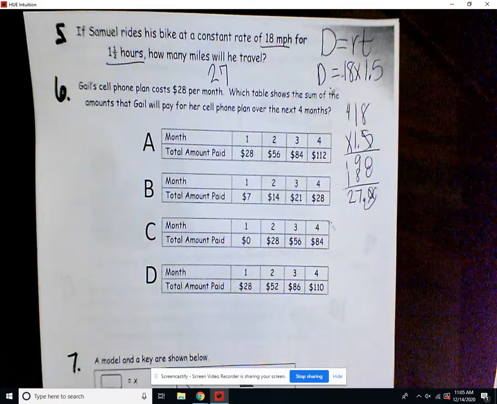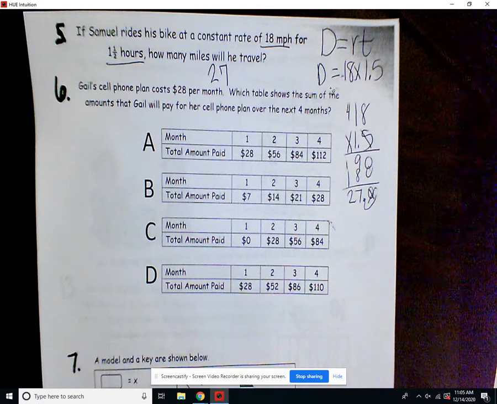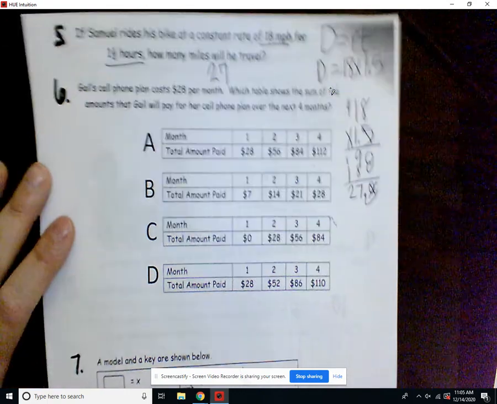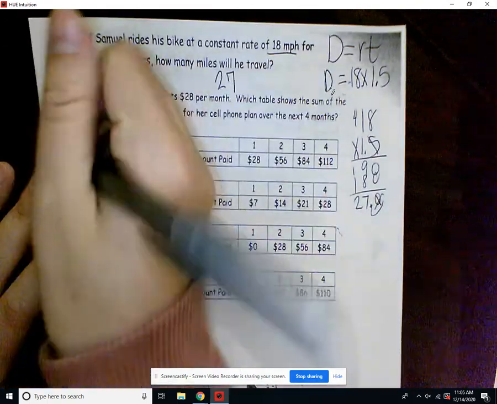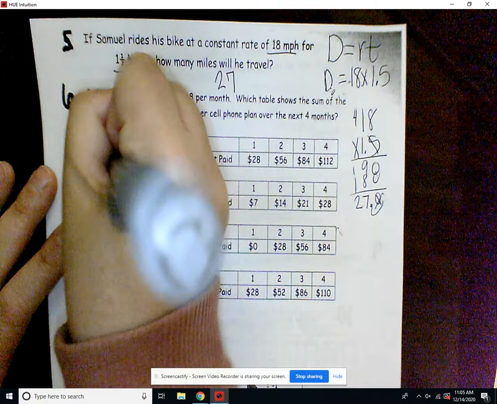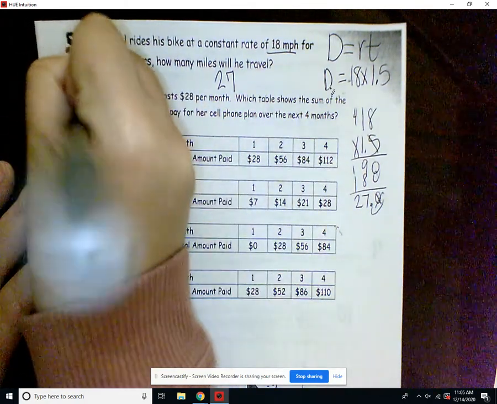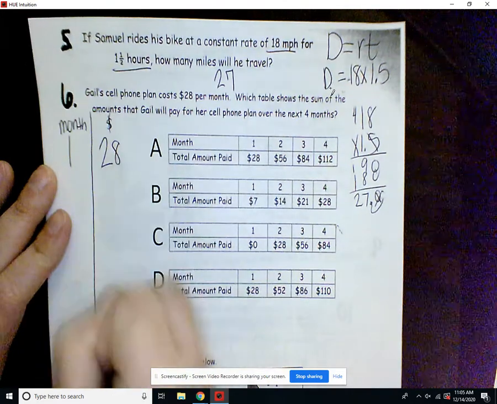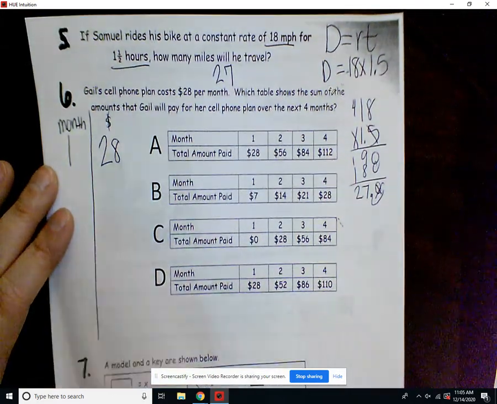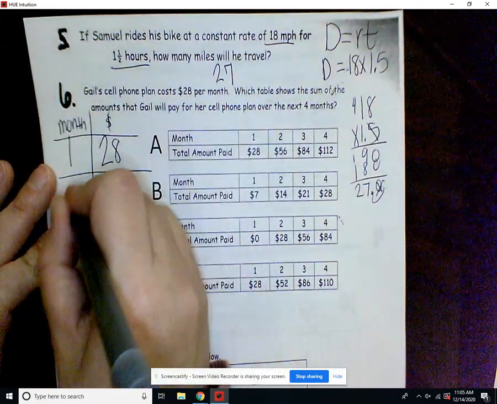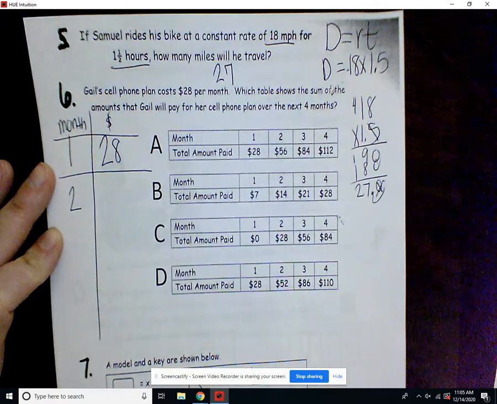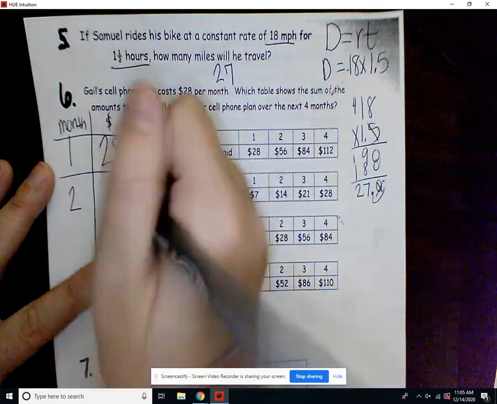All right, number 6. Gail's cell phone costs $28 per month. Which table shows the sum of the amounts Gail will pay for her cell phone over the next 4 months? So it's a table. We know 1 month she's going to pay $28. So make a little table ourselves. So 1 month, $28. Okay, in 2 months, it's going to be another $28.